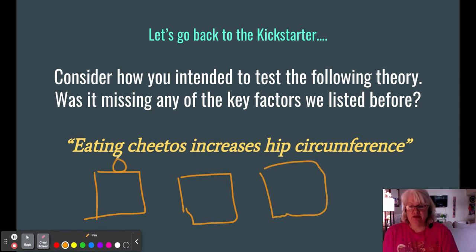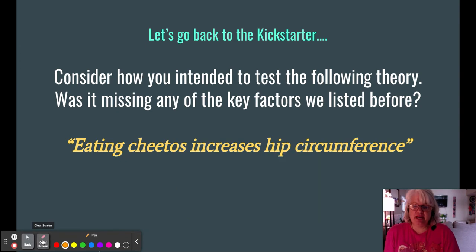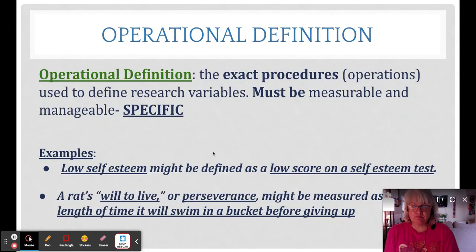So this group might get no Cheetos, wouldn't want to be in that group. This group gets 25 Cheetos a day. And then maybe this group gets 100 Cheetos a day. So we have 3 different groups here, right? And then what we're going to do is measure their hip circumference at the end of a certain amount of time. That's probably how I would do this experiment. Pretty simple. But we need to have an operational definition of both variables, okay?